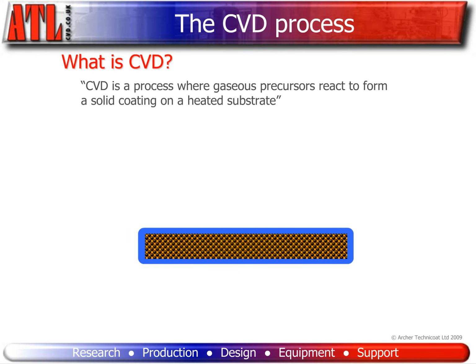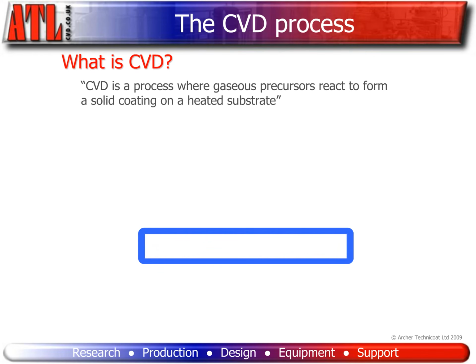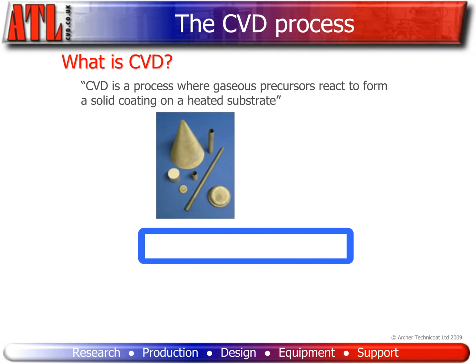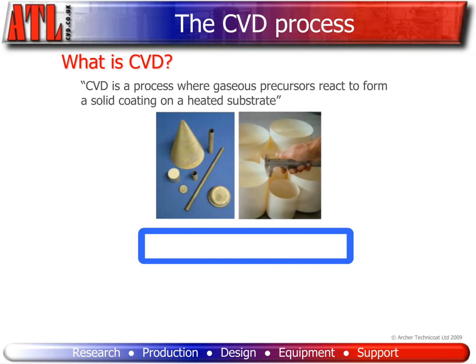For some thick coatings, we can even remove the substrate, leaving behind the coating as a freestanding component. In the photograph, we can see examples of freestanding components. These samples are made from tungsten. The second photograph shows boron nitride ceramic crucibles.